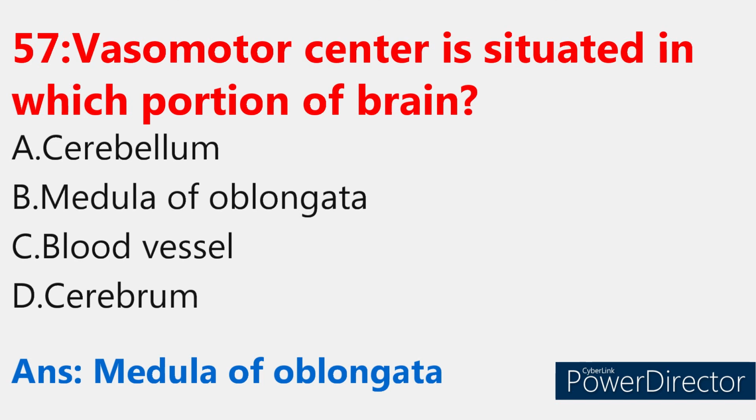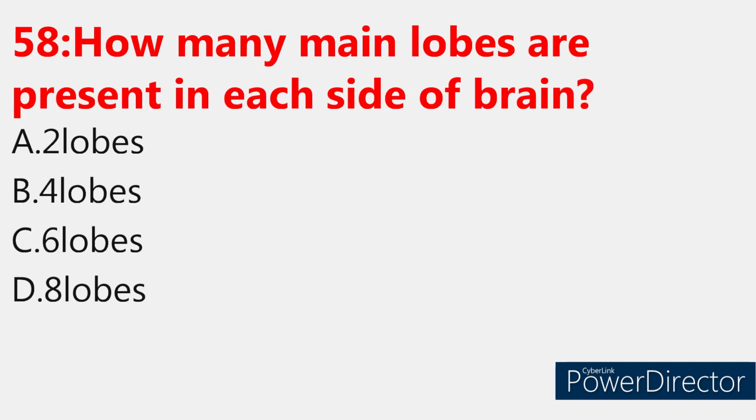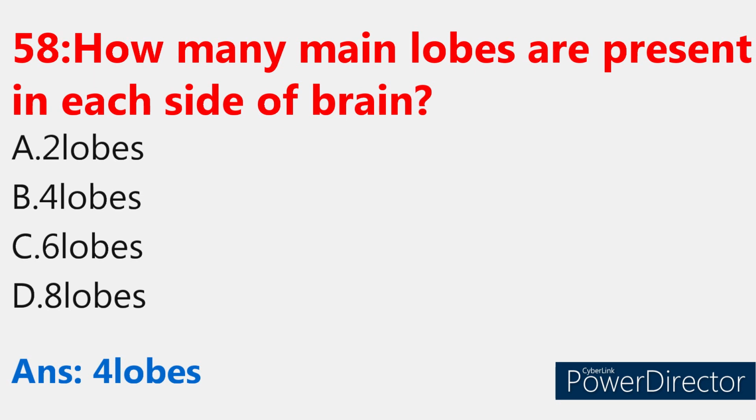Next question. How many main lobes are present in each side of the brain? Option A, 2 lobes. Option B, 4 lobes. Option C, 6 lobes. Option D, 8 lobes. And the correct answer is option B, 4 lobes. Next question.